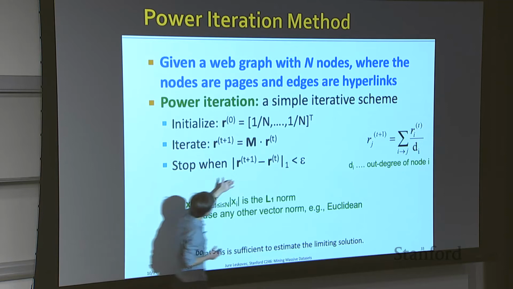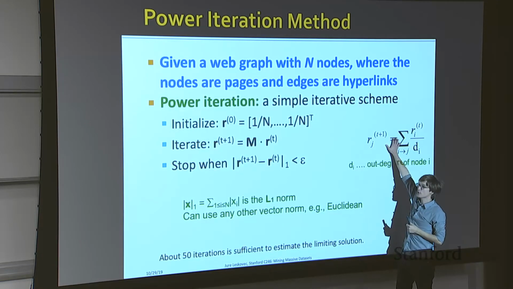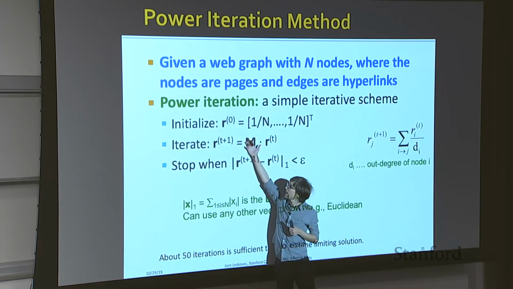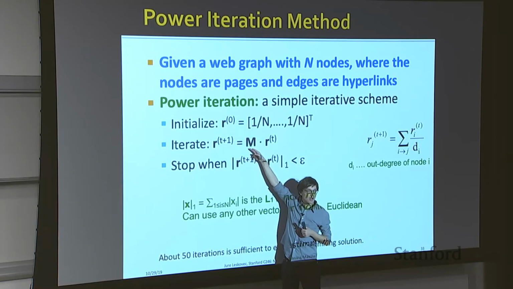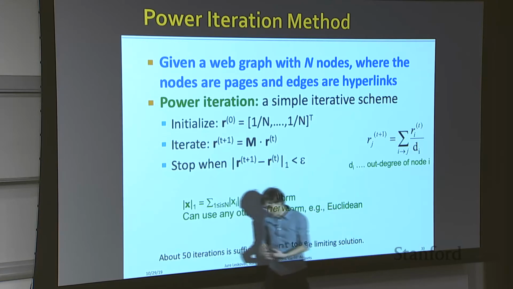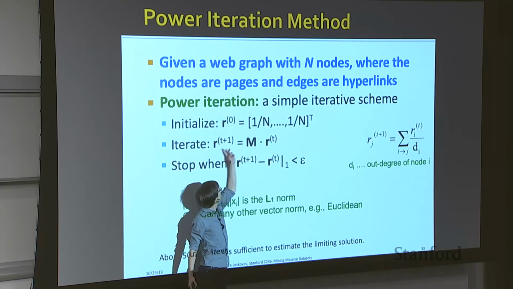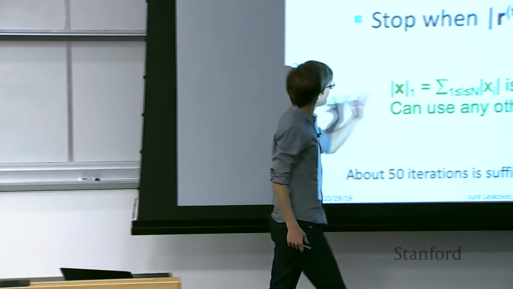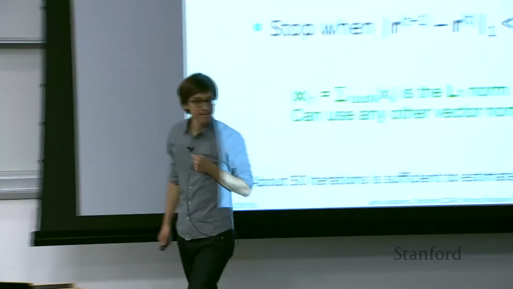Right? So what does this mean? Before, I said we have these flow equations. Now what I'm saying is you just start with some arbitrary vector r, keep multiplying it with M, keep doing this long enough, and you will converge to the solution. So rather than solving a system of equations, we are just iterating this for loop until we converge, and we will have the solution. And we will converge to the principal eigenvector of the matrix M.